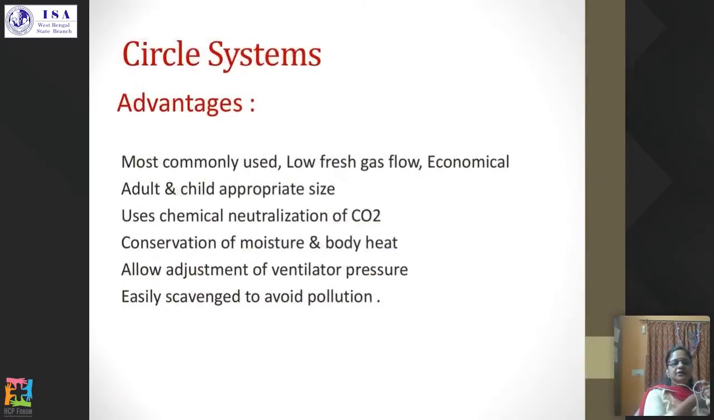Next, what are the advantages of the circle system? It is mostly used for low flow; we can use a low fresh gas flow in the system, so it is very economical. Adult and child appropriate sizes are available. Chemical neutralization of carbon dioxide can be done. As there is complete rebreathing, moisture and body heat are conserved. And the scavenging system is used very efficiently in the circle system.